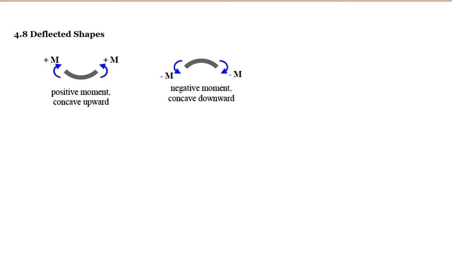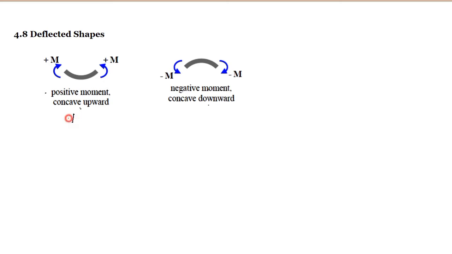Topic 4.8, we have the deflected shape. So out of the moment diagram ay titingnan natin what would be the deflection. In this case, the moment diagram is positive. So yung deflection natin is concave upward. And if negative naman yung moment diagram natin, then our deflection is concave downward. So yung tatandaan lang natin dito is the positive moment and the negative moment.